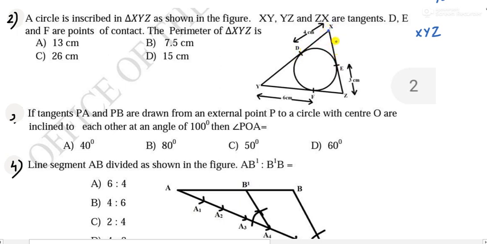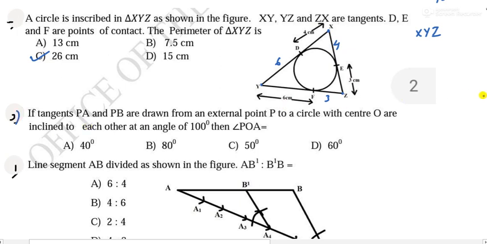So if this is 4, this will also be 4, correct? Similarly, if this is 6, this will also be 6 based on the theorem of tangent. And here if this is 3, this will also be 3. So now just measure the length. Here 6 plus 4, 10. 6 plus 3, 9. So 10, 9, 19. 19 plus 7, 26. So option number C is the right answer.